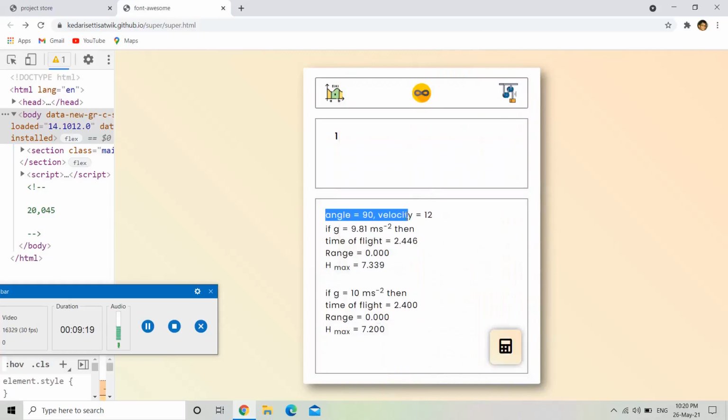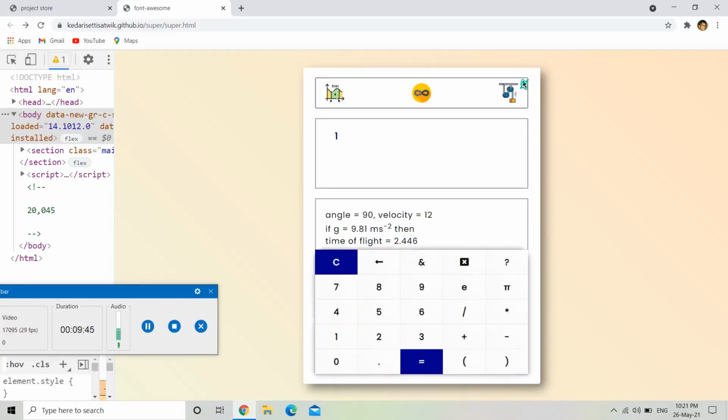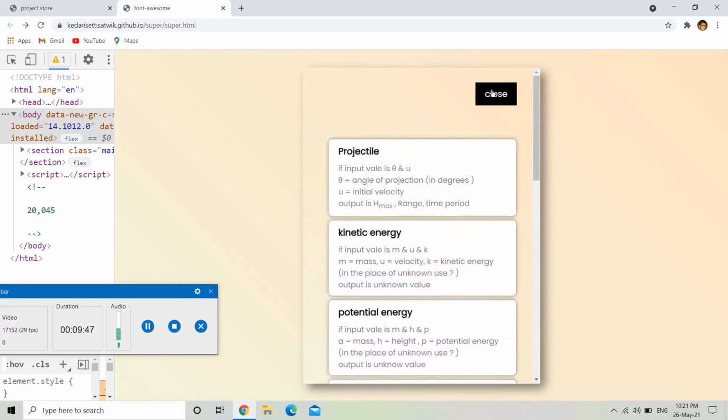The output will be calculated from the values that we entered, theta and velocity, and it's giving the output in two different ways, by taking the gravitational constant g as 9.81 and taking g as 10. If we take g as 9.81, it is giving time of flight, range, and maximum height, and with g of 10 also.